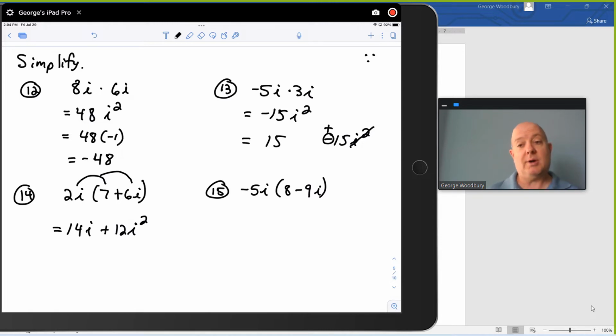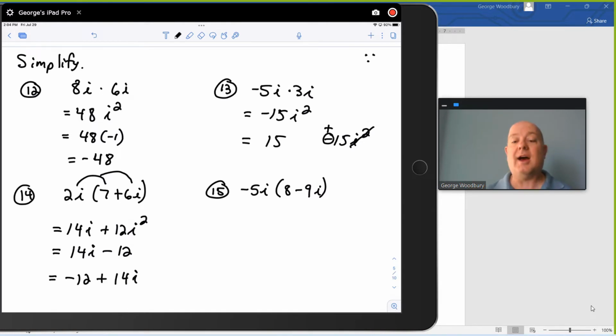By what we were talking about up above, that plus 12i squared can be rewritten as -12 because it's 12 times -1. So this is 14i minus 12, but we typically write our complex number solution with the imaginary part last. So I'm going to switch these terms around, and I'm going to put the -12 first, plus 14i last.